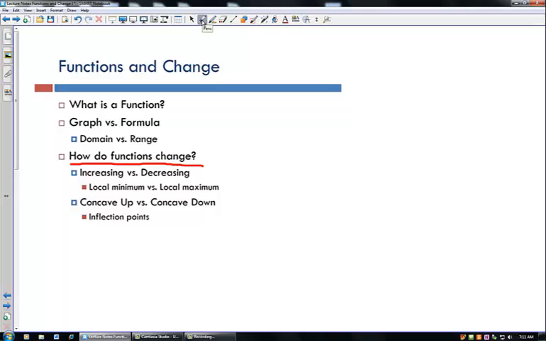They basically change in two ways. They can either increase or decrease, and they can increase and decrease by either being concave up or concave down. So let me talk about these two ideas. If a function is increasing, hopefully you know that it's going up. So this is what we mean by increasing. Whereas when a function is decreasing, it's going down.